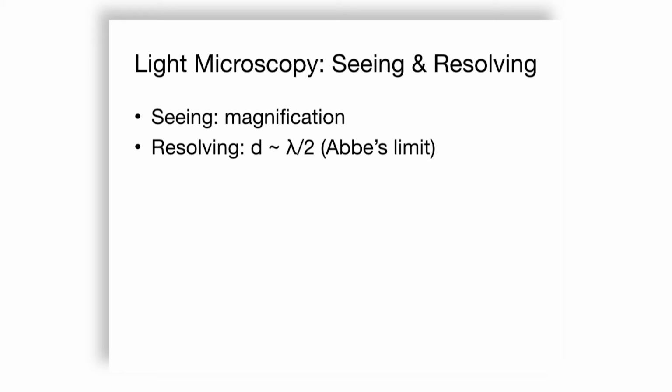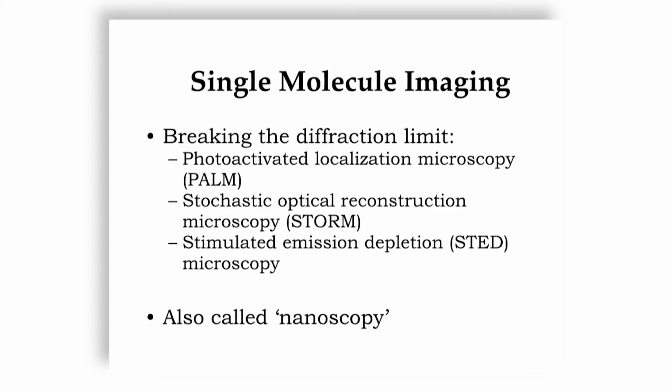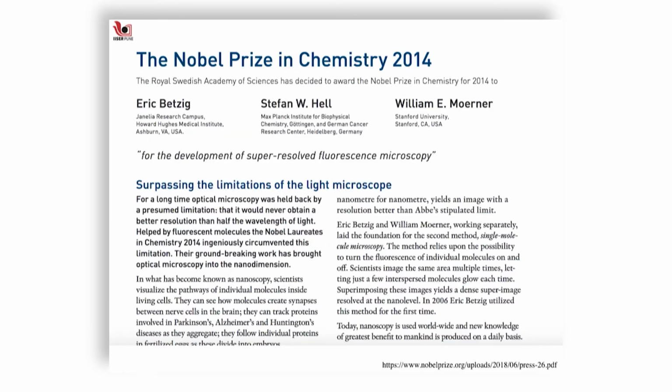The resolution limit, or Abbe's limit, as Adish had pointed out, is approximated by lambda by 2. Lambda is the wavelength of light being used. And this basically brought us to single molecule imaging, which we talked about. And 3 methods I'm listing here, PALM, STORM, STED, are some things that I had shared papers with you for reading about nanoscopy.